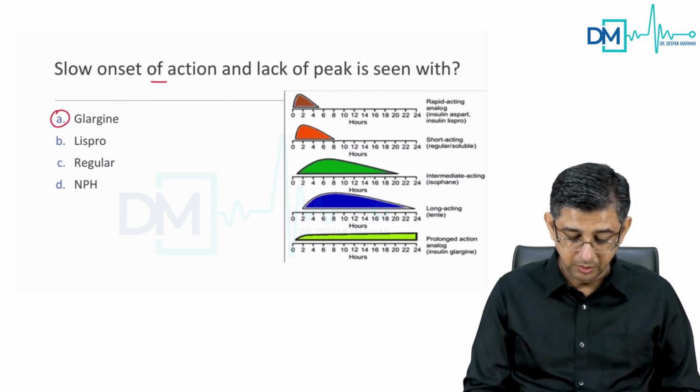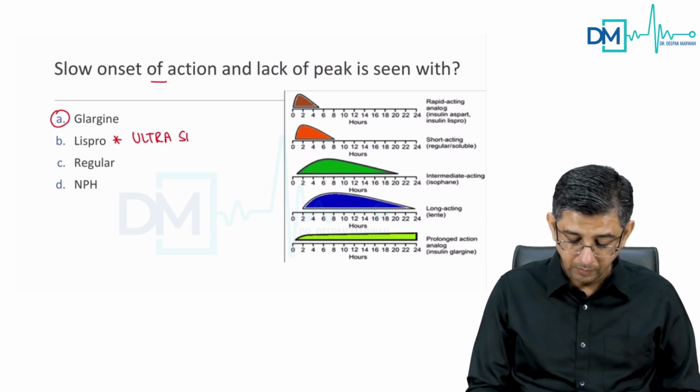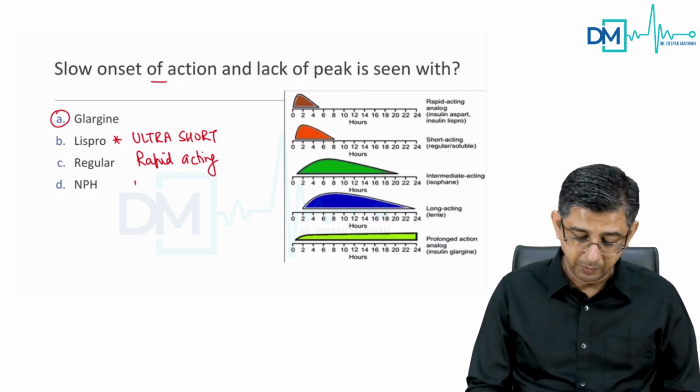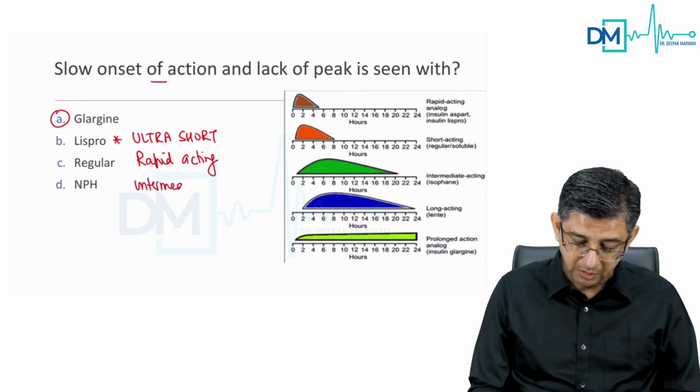And if you look at Lispro, this would be an ultra short acting insulin. When it comes to regular insulin, that would be answered as short acting insulin. And then comes NPH, that would be called as intermediate acting insulin.